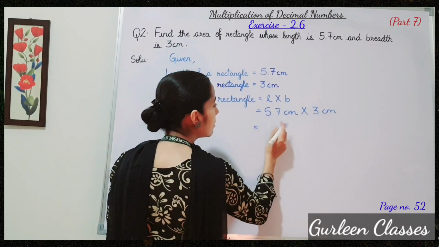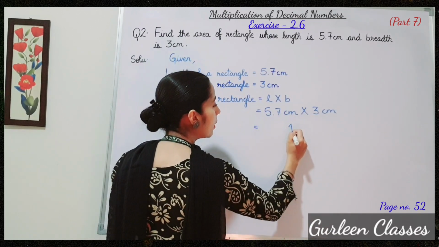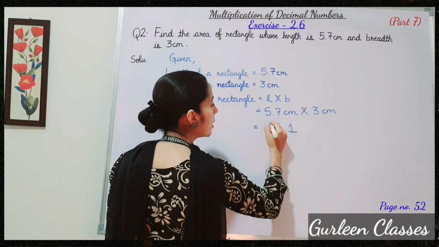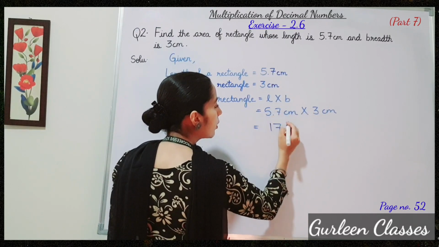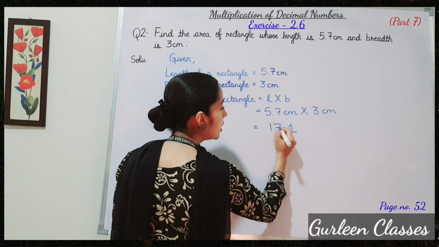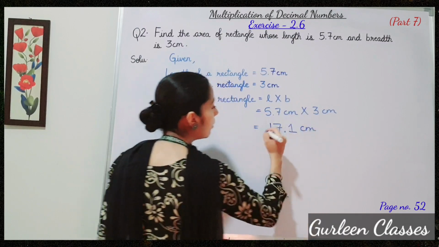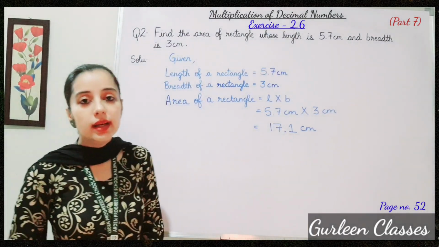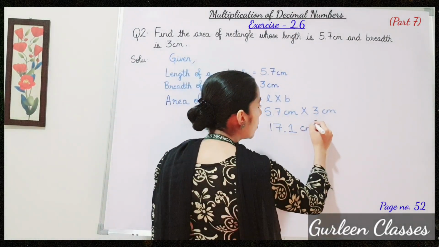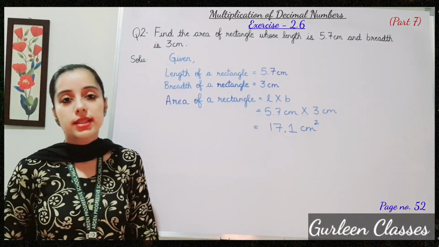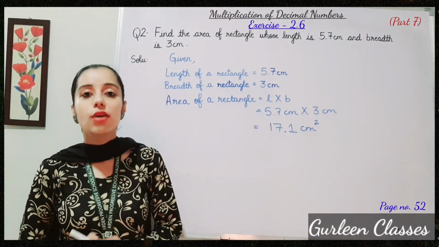So ignore the decimal point. 7 3s are 21. 5 3s are 15 plus 2, 17. After the decimal point there is only one digit. So your answer is coming 17.1 centimeter square. As the unit of area is square units, do not forget to mention the unit of area.